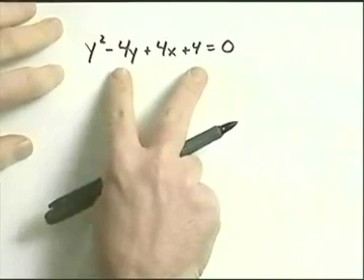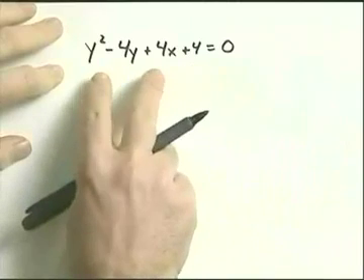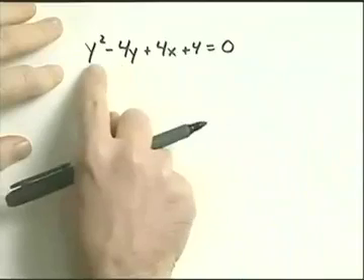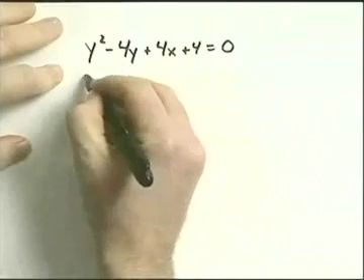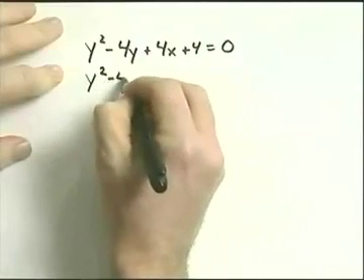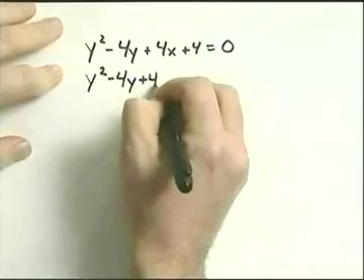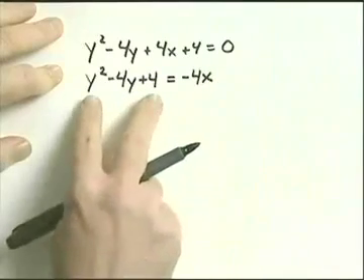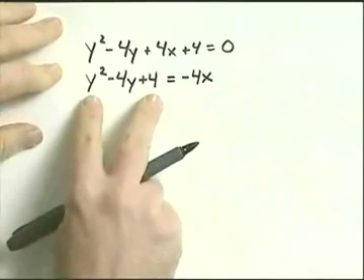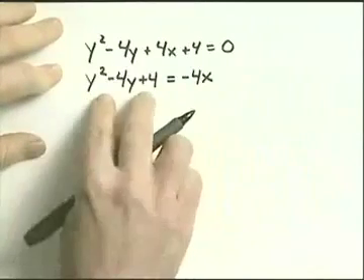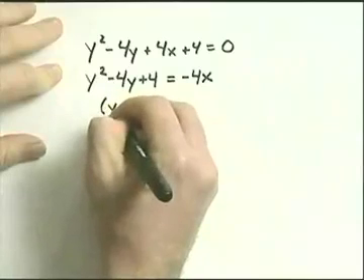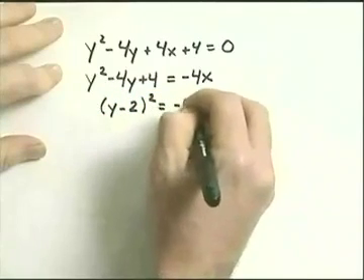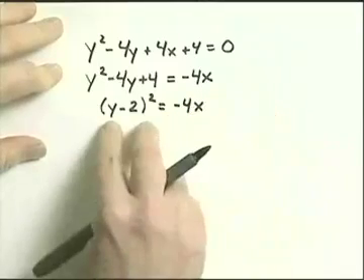You'll notice that this equation is not in standard form, so we're going to put it in standard form. To do that, we need to rearrange these terms. We're going to rearrange them as y squared minus 4y plus 4 equals negative 4x. Now the expression y squared minus 4y plus 4 is a perfect square trinomial, and I can factor it as y minus 2 quantity squared equals negative 4x.